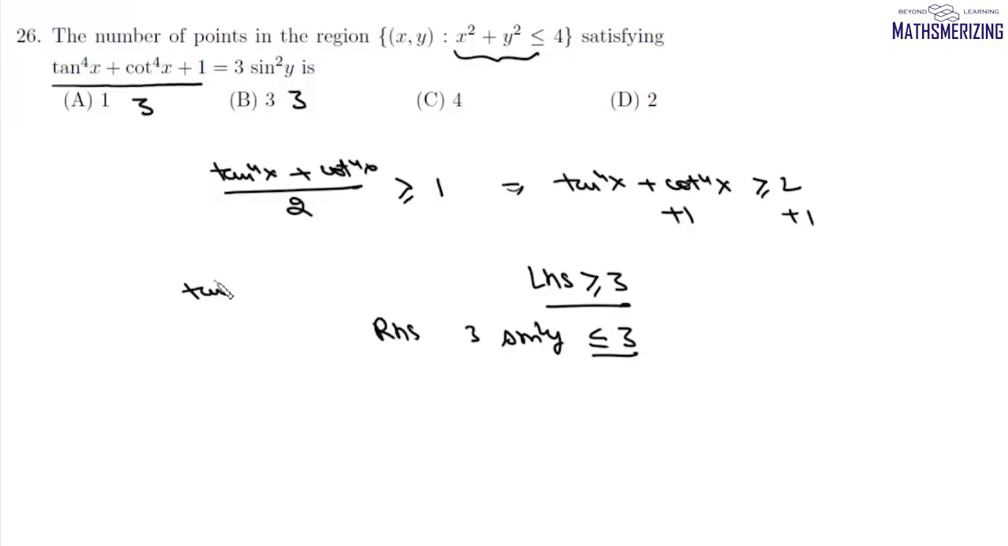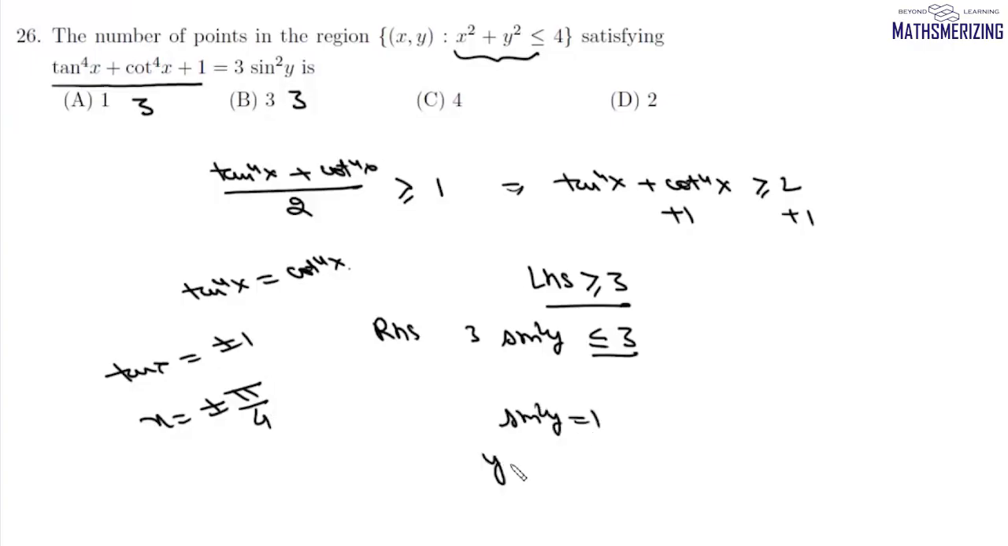So we can write 10 to the power 4x must be equal to cot to the power 4x. So from here we'll get this condition that the value of tan x should be plus or minus 1, that is, the value of x should be plus or minus pi by 4. And if we look at this right hand side, this value will be 3 when sine square y is 1, and sine square y is 1 when the value of y is plus or minus pi by 2. So we have two choices for x and two choices for y. So the total number of such points will be simply 4, and that's your option C.